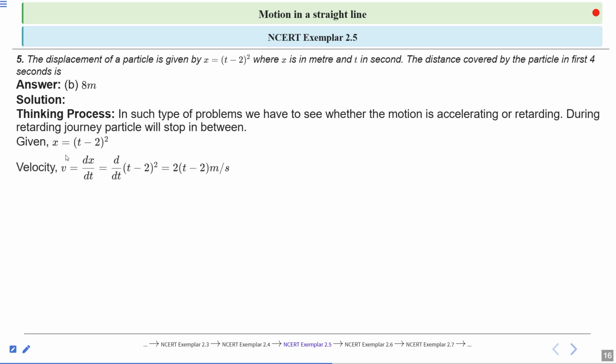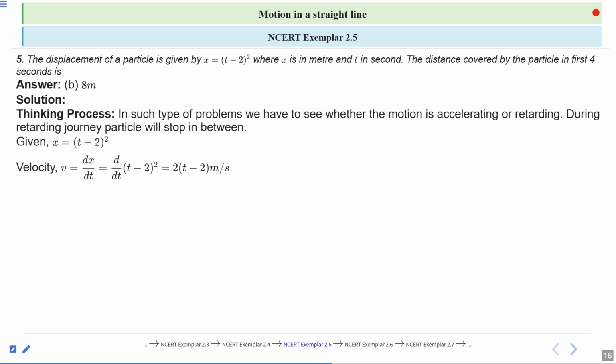We know velocity is the rate of change of displacement, v = dx/dt. We know x = (t − 2)². Substituting the value of x, it will be d(t − 2)²/dt. Taking the derivative, the 2 comes outside and we subtract 1 from the power, so the remaining term is (t − 2) meter per second. The derivative of t is 1 and the derivative of 2 is 0. So this is 2 × 1 × (t − 2) meter per second.